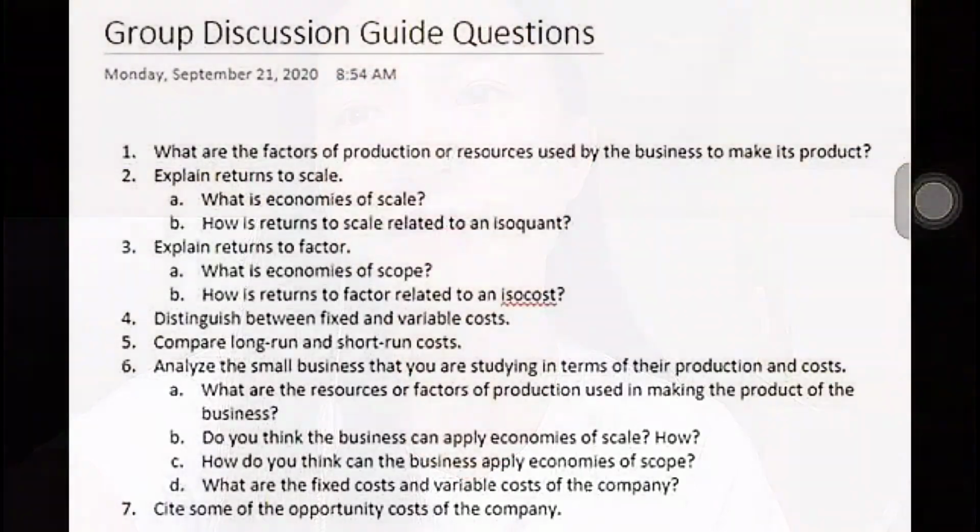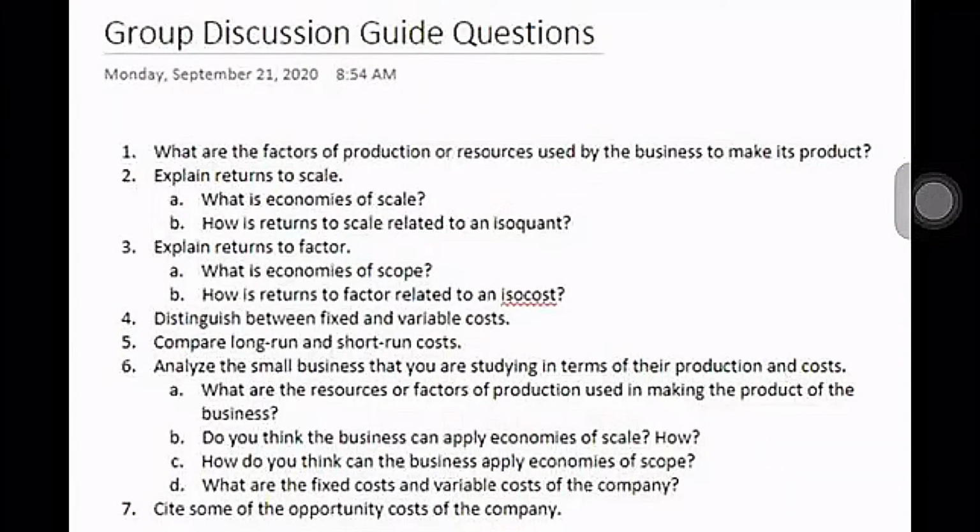Discuss the topics on Chapter 5, Production and Cost. So there are guide questions which help us to learn and understand more about the topics in Chapter 5. And one of the questions is, what are the factors of production or resources used by the business to make its product? So, there are 5 factors that a business uses to make its product. These are the 5 M's. The 5 M's stand for money, machineries, manpower, methods, and materials.